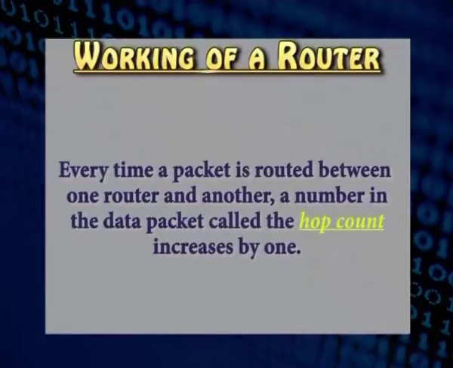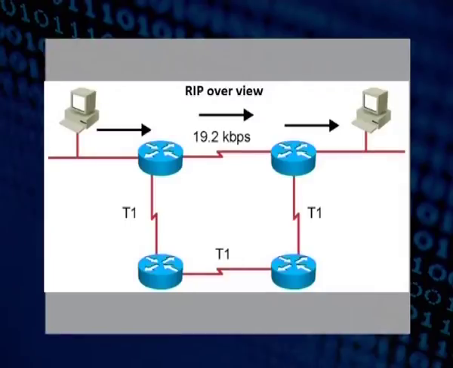Every time a packet is routed between one router and another, a number in the data packet called the hop count increases by 1. Each and every routing protocol has a certain limit for a hop count. For example, RIP, Routing Information Protocol, allows a maximum of 16 hops, and the packets will be discarded after 16 hops.